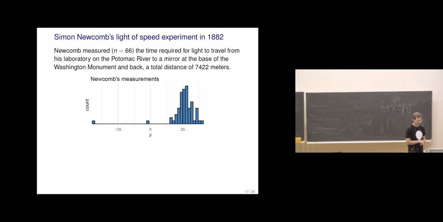In the book, there's an example: Simon Newcomb's speed of light experiments. They measured the time required for light to travel from his laboratory on the Potomac River to a mirror at the base of the Washington Monument and back.